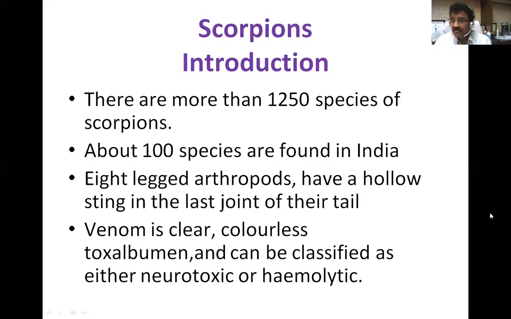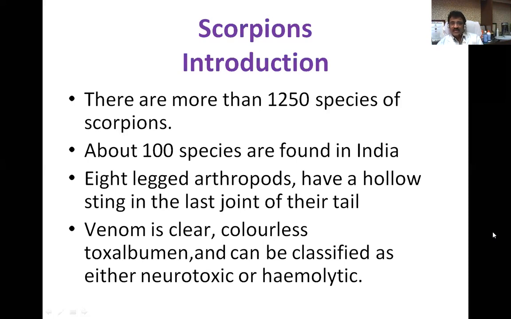There are more than 1250 species of scorpions worldwide, and almost 100 species are found in India itself. These scorpions are 8-legged arthropods and have a hollow sting in the last joint of their tail. You saw that sting in the picture. So it is not the mouth which is dangerous in case of scorpions, but the tail end.